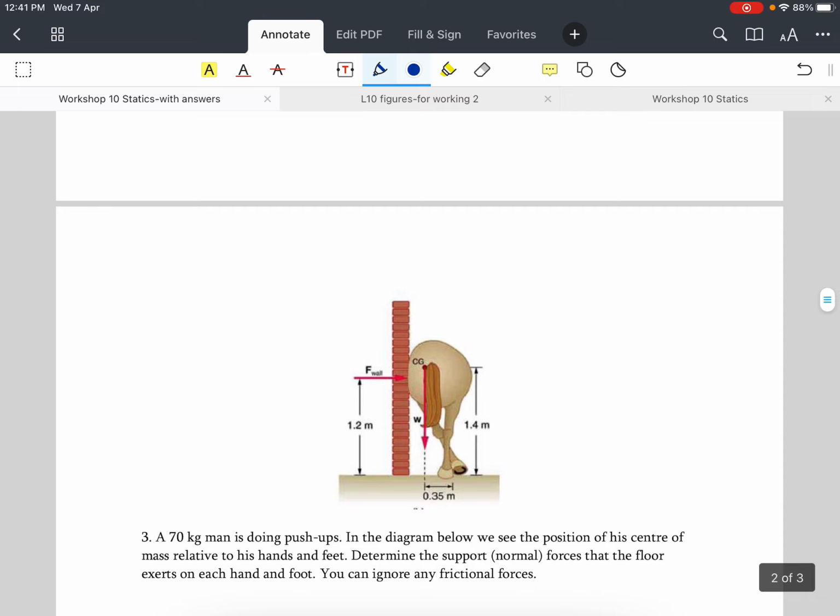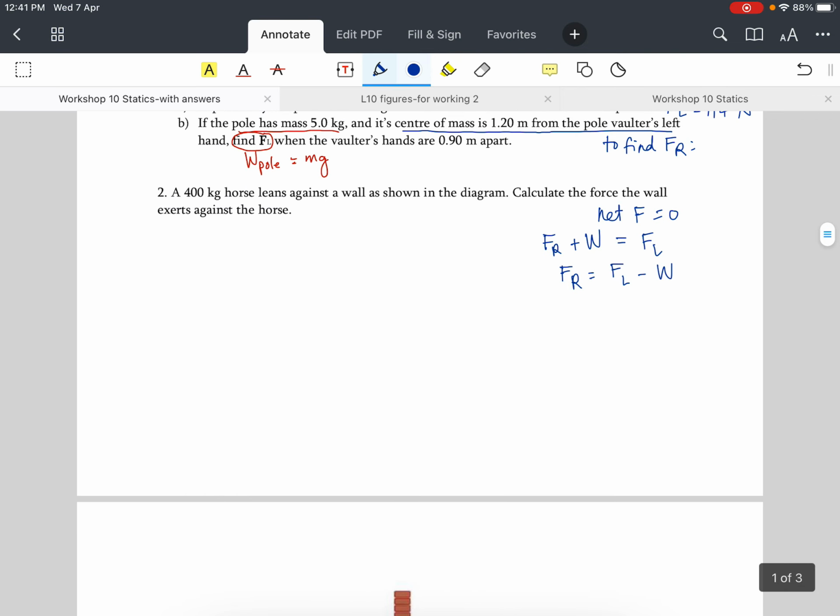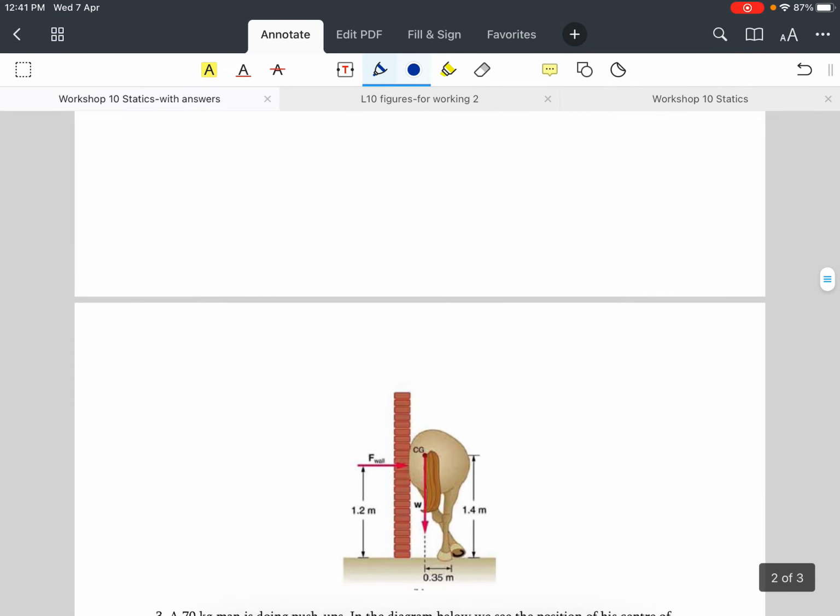Now let's look at the second question, which shows a horse that is leaning on the wall. And the problem asks us to calculate the force the wall exerts against the horse. So here is the diagram of the horse leaning on the wall. We are given two forces. The normal or support force exerted by the wall on the horse, which is directed to the right, and the weight force on the horse that's acting at the center of mass or center of gravity of the horse, which is indicated at this point here.